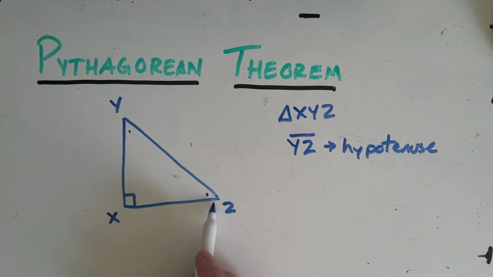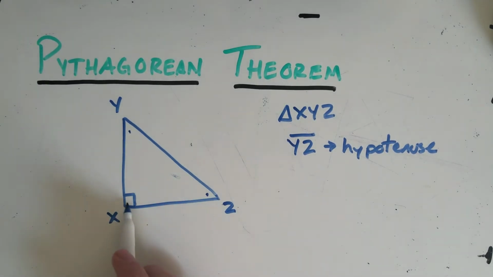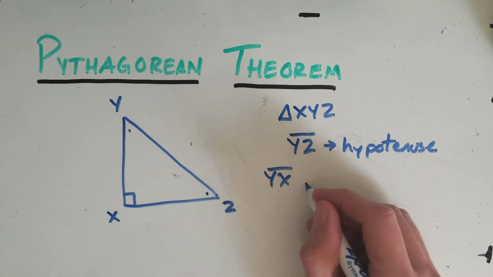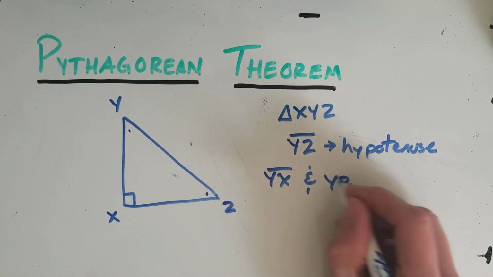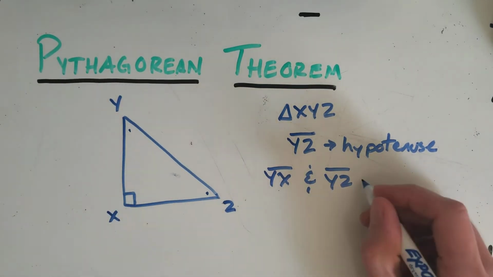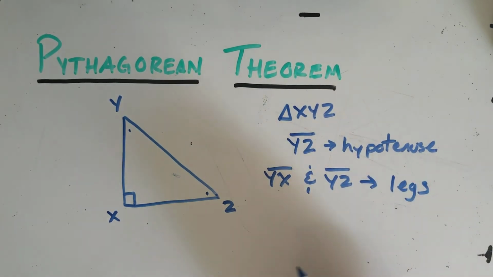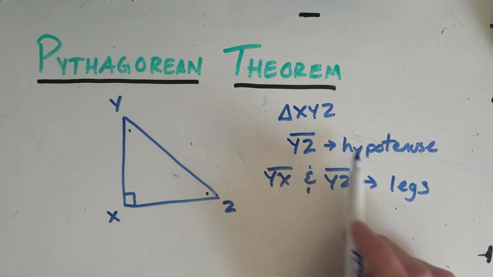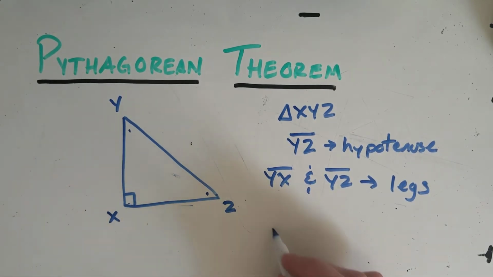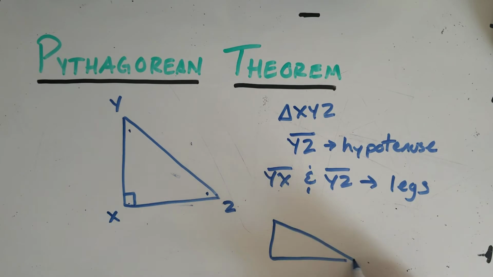Now the other two sides, the two sides that intersect to make the right angle, are the smaller two sides. So YX and YZ. Those are the smaller two sides, and where they intersect, they make the right angle. These are called the legs of a right triangle. And these are all going to be important terms for the Pythagorean theorem. So the legs are the smaller two sides that make the right angle, and the hypotenuse is the side across from the right angle. So down here, if this was our right angle, then this would be a leg, this would be a leg, and this would be the hypotenuse.